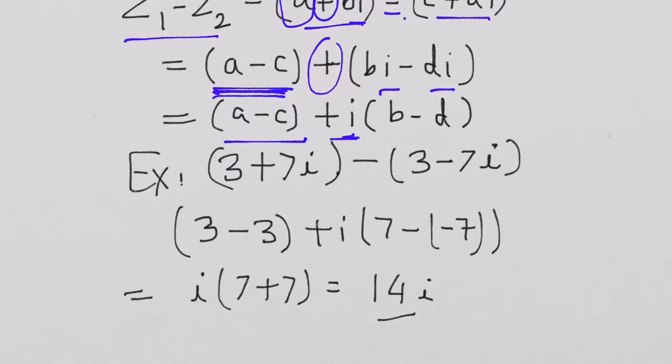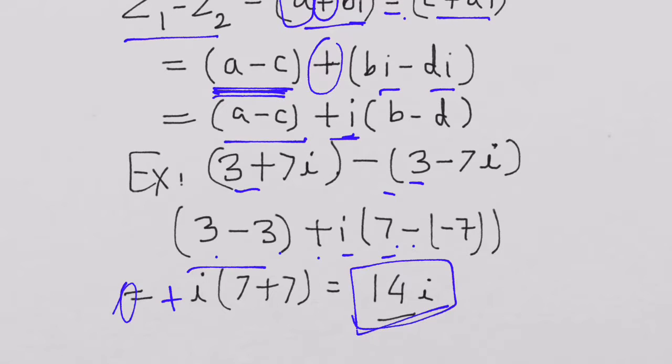Now take the example 3 plus 7 iota minus 3 minus 7 iota. Here the real part will come together plus the imaginary part will come together, so 14 iota. This is a pure imaginary number.